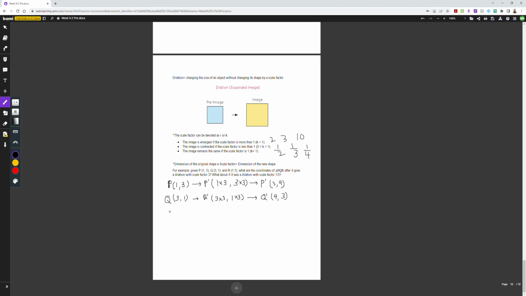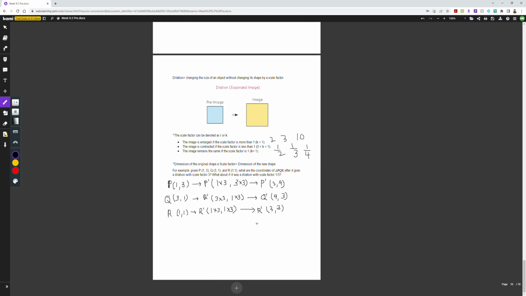And now for R. Again, we're going to multiply everything by 3. So there we go. Now we have the coordinates of the triangle after dilation with scale factor 3. Now we are also going to do the flip side. Alright.